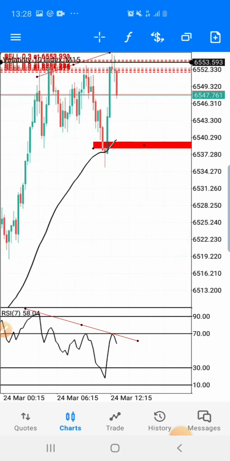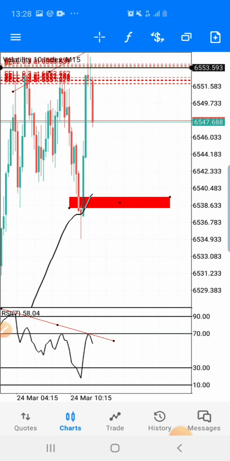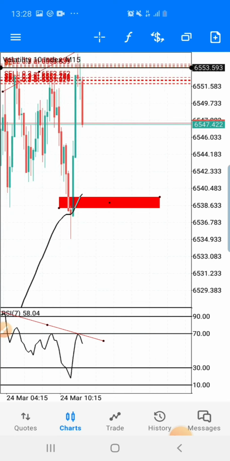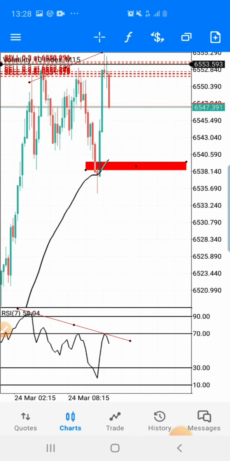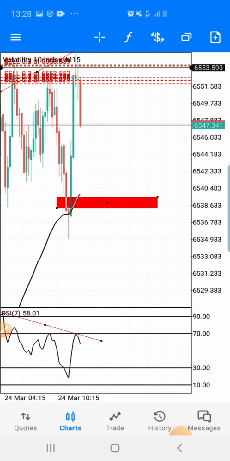Just look for divergence, then after you observe divergence, you simply make entry. You make entry when you see a bearish candlestick pattern. Once you see a bearish candlestick pattern, you start making your entries, guys. So that's basically how this particular strategy works.